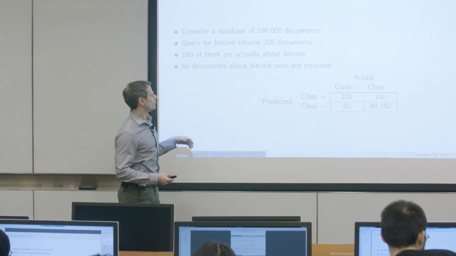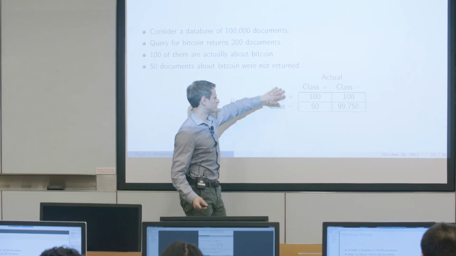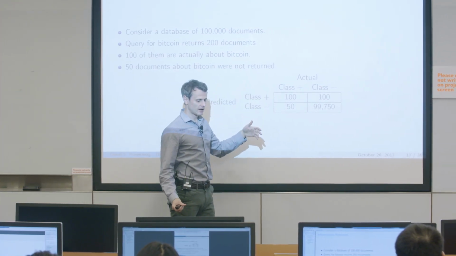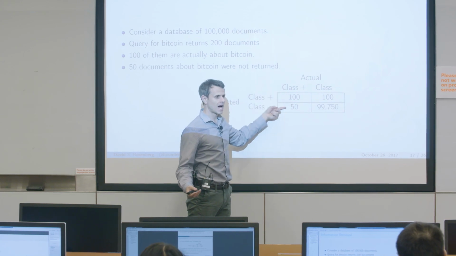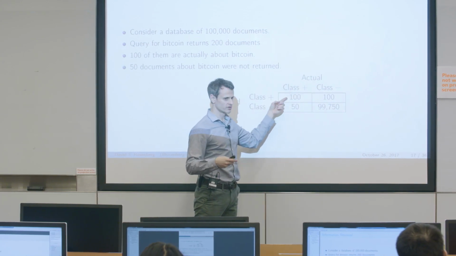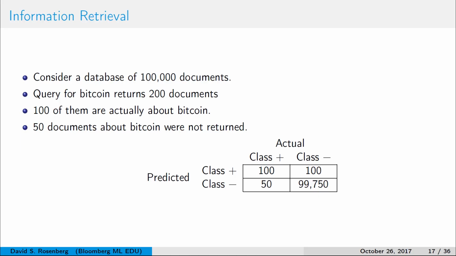OK, great. And what's the recall here? 2/3, because the recall is about how many of the documents that actually are relevant, of which there are 150, were returned to you? 100. So 100 out of 150, so 2/3. Good. All right, so precision and recall.